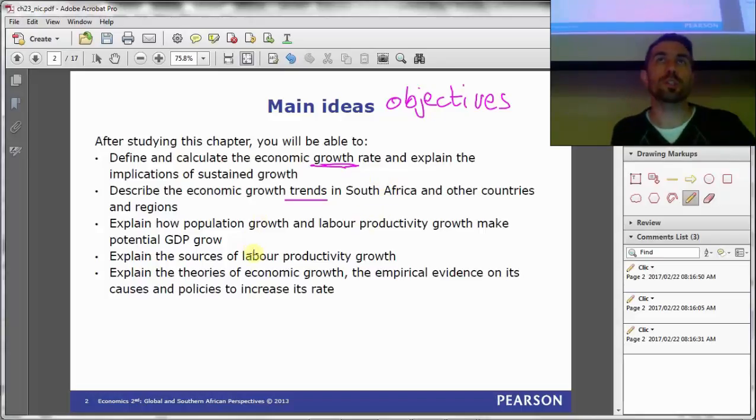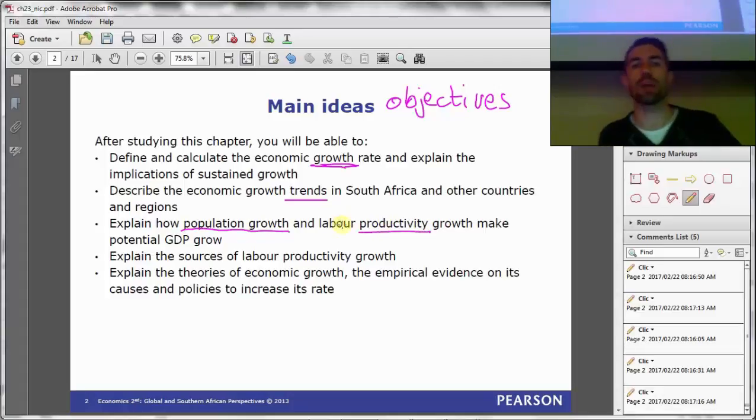Now, inputs into production are capital and labor. Those are our primary inputs. So what we're going to look at is how population growth, as well as the productivity of labor, feed into GDP growth.